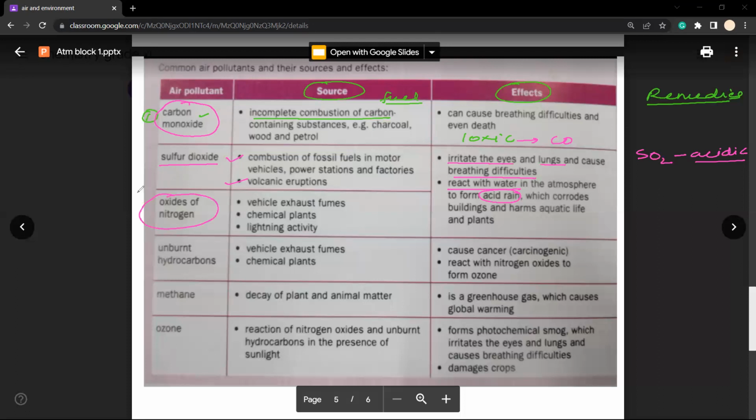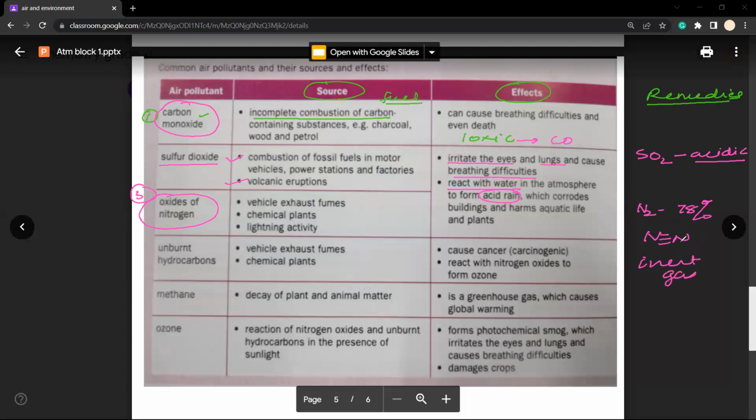Then comes the next one, the oxides of nitrogen. So we have the third pollutant, oxides of nitrogen. Now, how do we get it? We know that nitrogen is present in air, approximately 78%. Now, nitrogen has a triple bond, which is not easy to break down. And because of this triple bond, nitrogen acts as an inert gas.